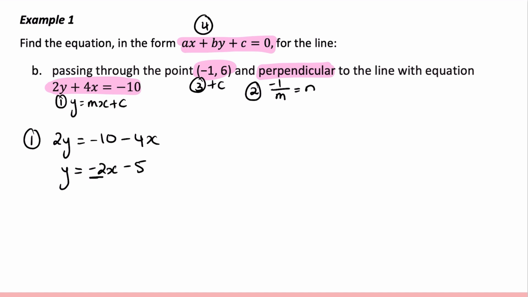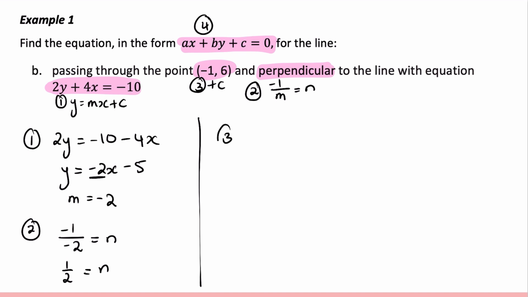So that means the gradient that I'm looking at of the original is negative 2. Now for step 2, I know that the relationship between my original and the normal is this, negative 1 divided by the original. So my normal gradient is going to be 1/2. So now on to step 3, to be able to find the equation.